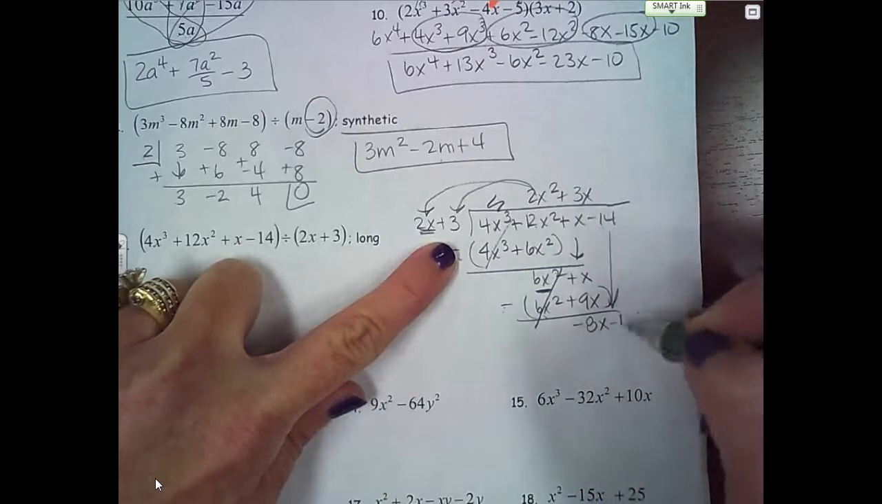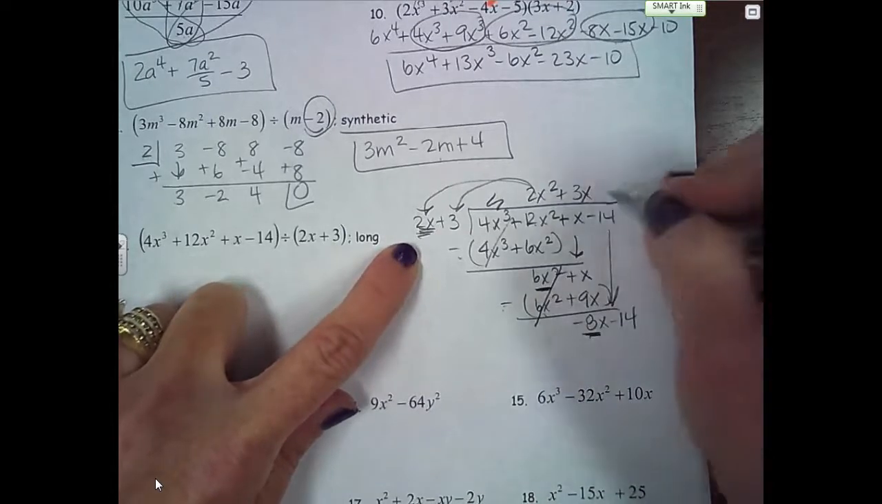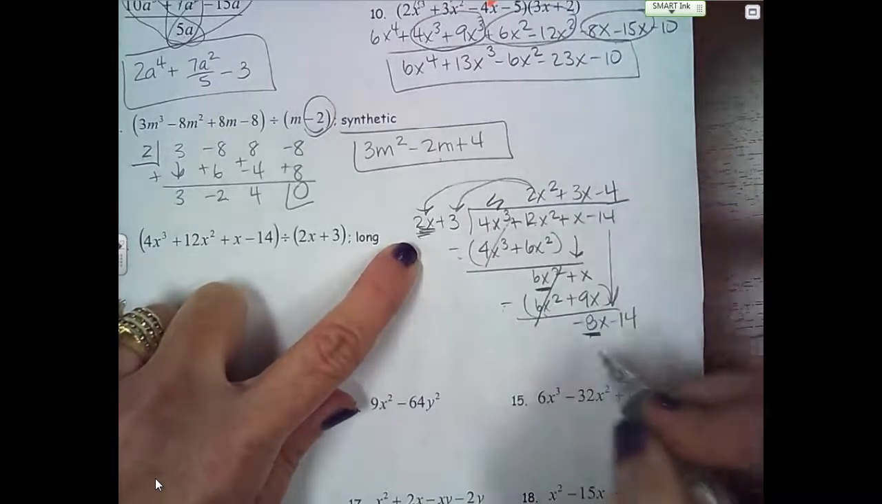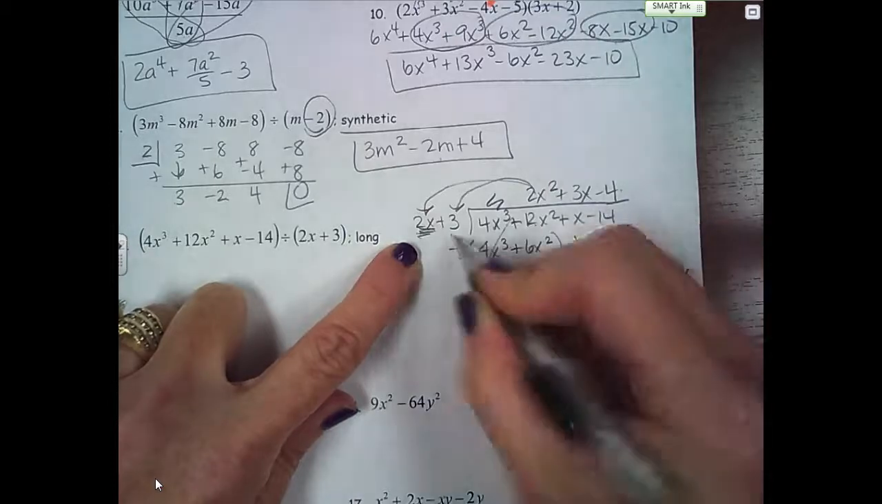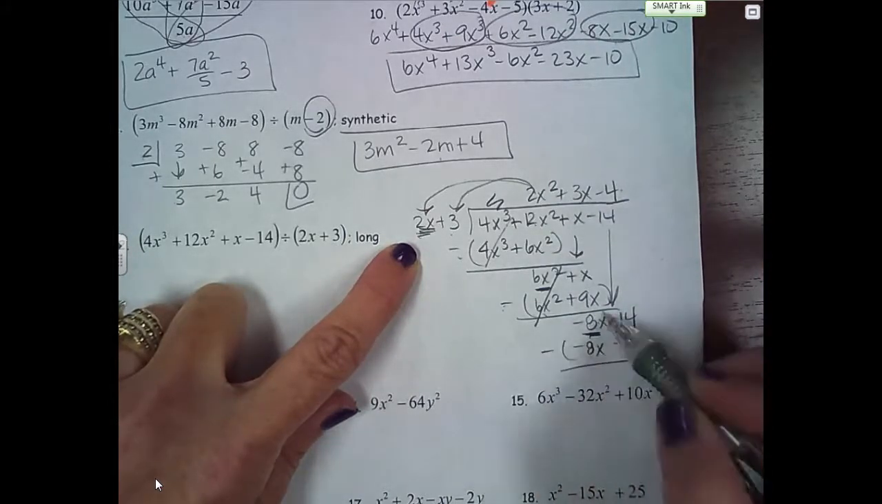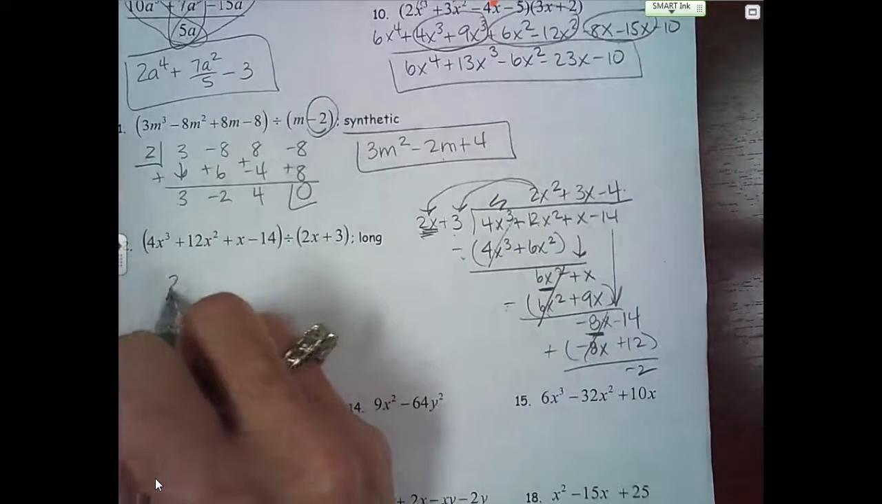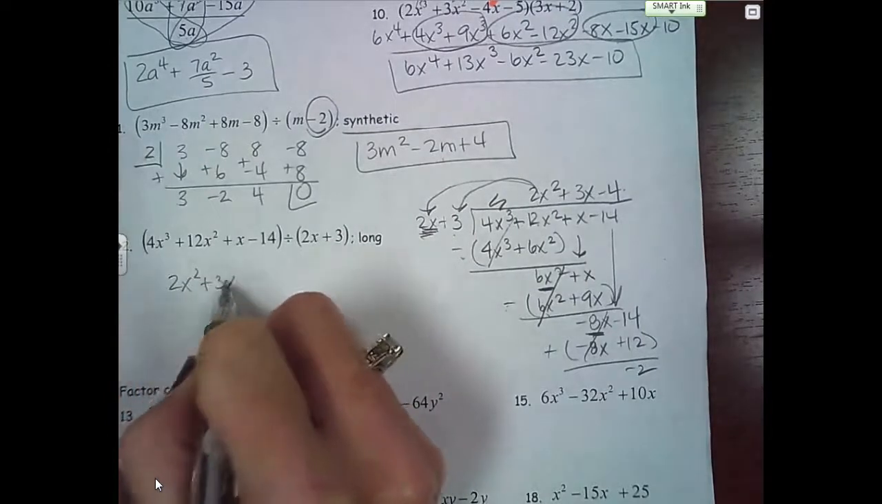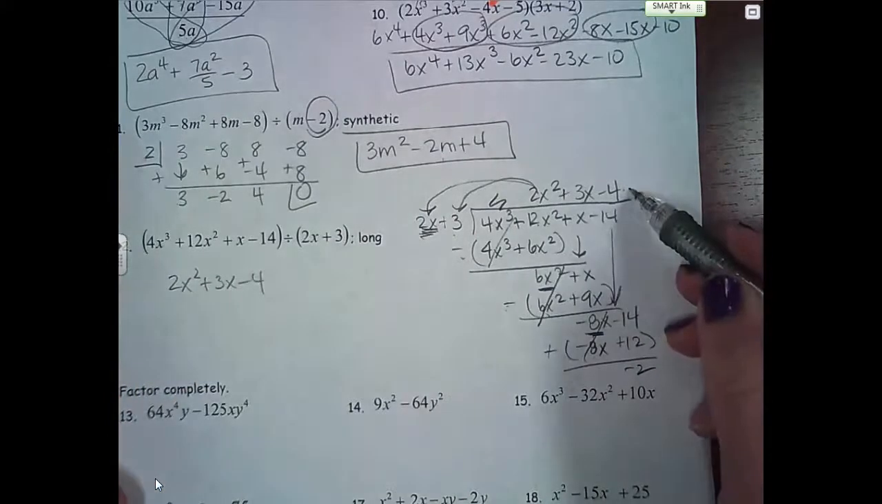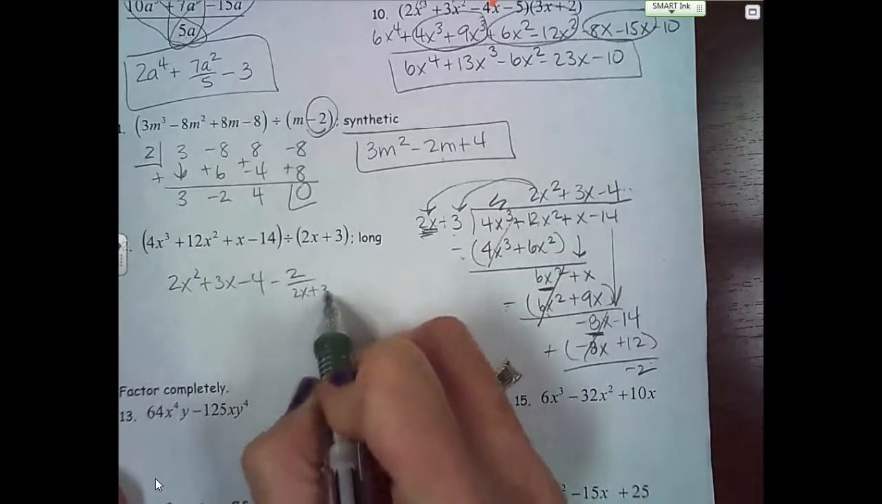Bring down your -14. Again, you want 2x to fit into -8x, which means you need -4. -4 times 2x is -8x, and -4 times 3 is -12. Negative minus negative cancels. -14 minus -12 gives you a -2. So to write your answer, you're going to say 2x squared plus 3x minus 4, which comes from here, but you have a remainder. So -2, and put the remainder over the 2x plus 3.